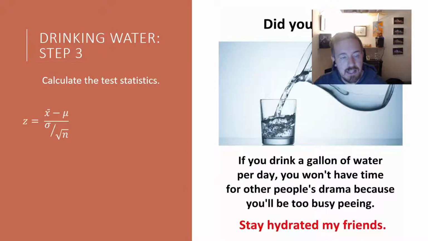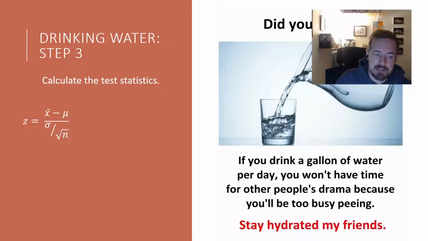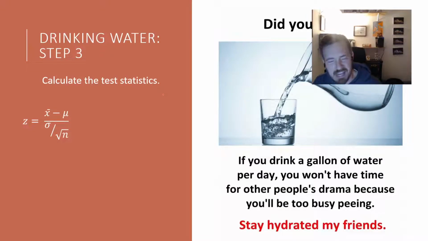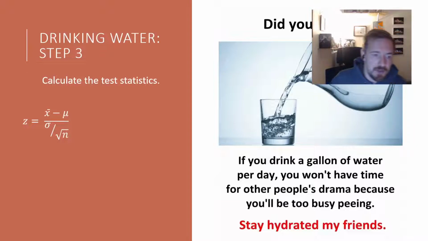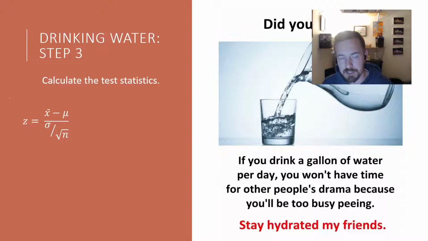All right, then the third step here is calculating the test statistic. I have such a hard time saying this. Test statistic. Okay, so how do we do that? You can see here that I'm using a z-score, but I'm using a z-score for a sampling distribution. Why am I using it for a sampling distribution?